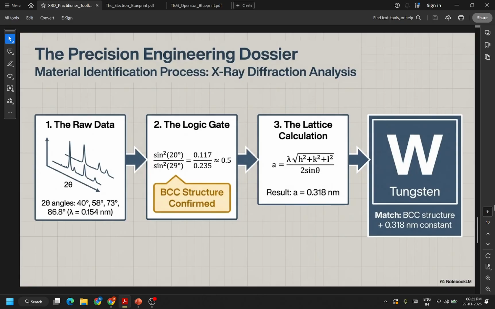From there you can compare it with the reference values and you can get which element is present. So here it's tungsten, because tungsten has a BCC structure and lattice parameter around 3.18 angstrom.